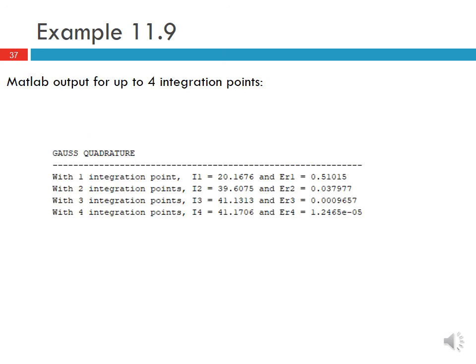And we can also do it for 4 integration points following the same procedure. Using our MATLAB script, these are the results for using 1, 2, 3, and 4 different integration points, as well as the associated errors. And you can see with 4 integration points, we're getting an error of 1 times 10 to the minus 5.